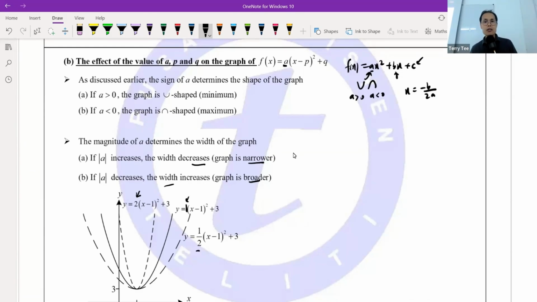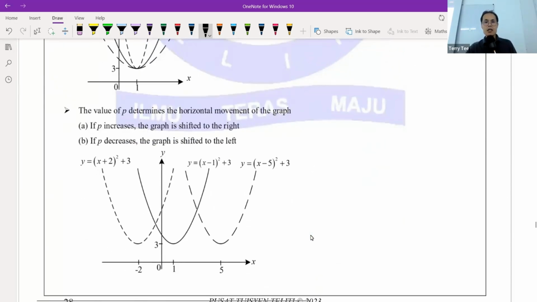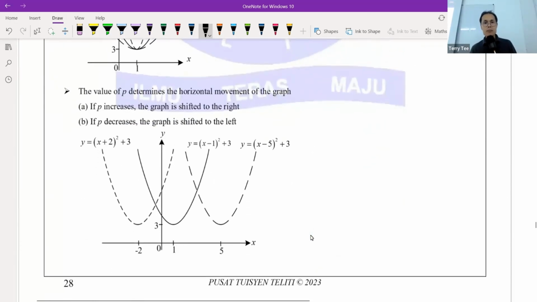But in this case, your p here, normally I put the negative here because it is to show that your f(x) has a maximum or minimum, or we call it the vertex, outside the bracket, which is q. When the one inside the bracket is 0, x is p. x equals p is your axis of symmetry, and this is your vertex. You all know that, right? So in this case, the effect of p is that p determines the horizontal movement, either move to the right or move to the left.